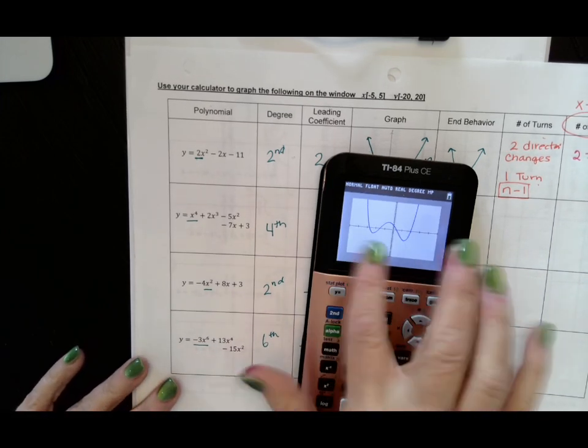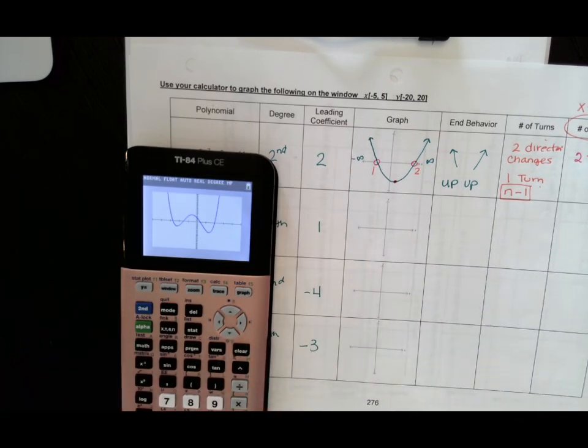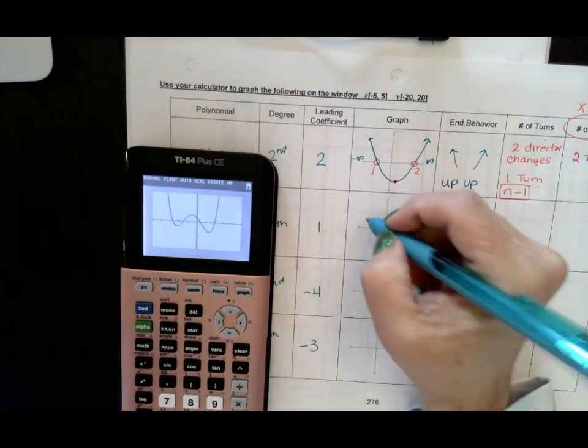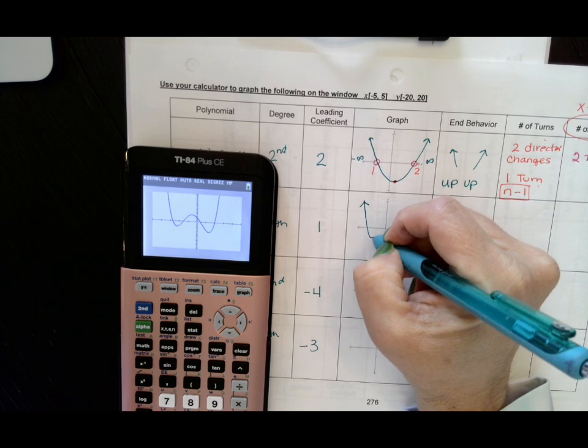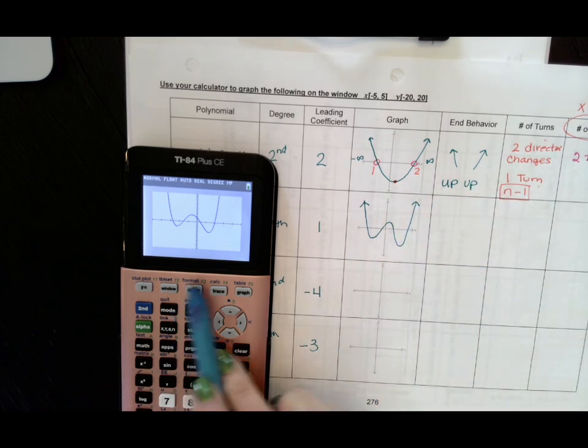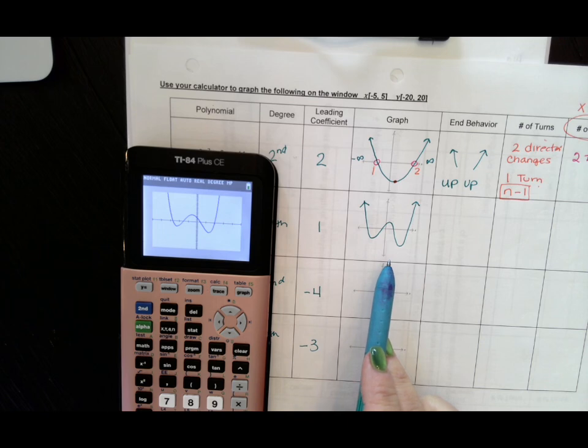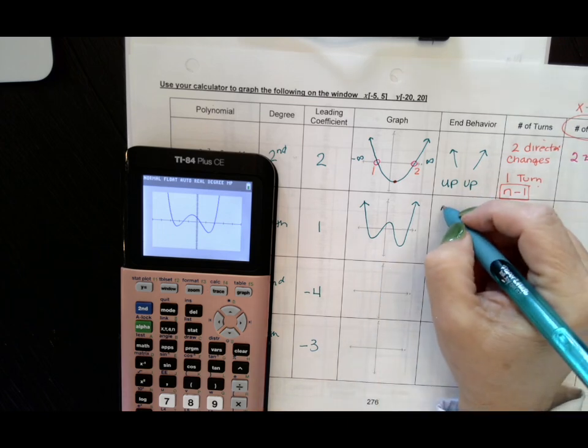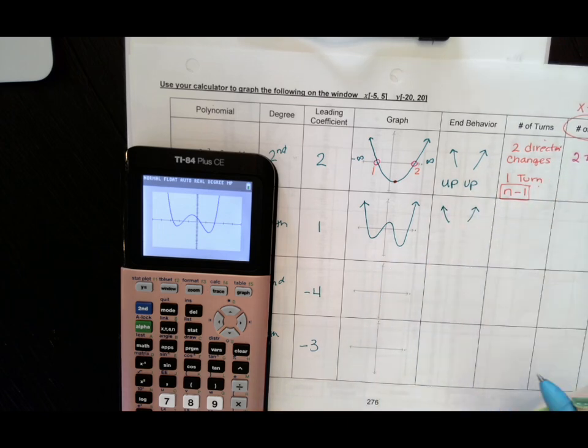Okay, so now it looks a little more funky. So let's go ahead and sketch that graph. So again, I don't care about where my values are. I just want the graph to look the same. So if I look at this and I look at what I sketched, they're about the same. So what happens to my end behavior? Again, it's up, up, right? So here, it's up, up.